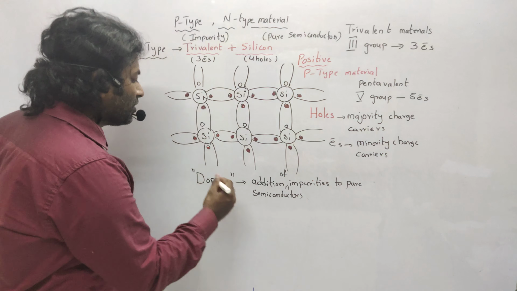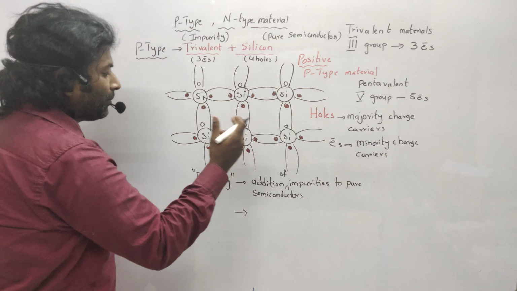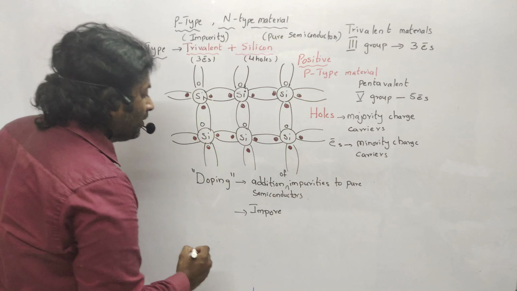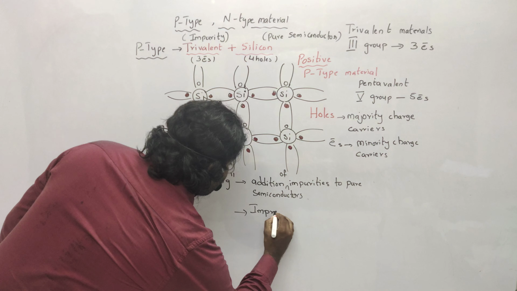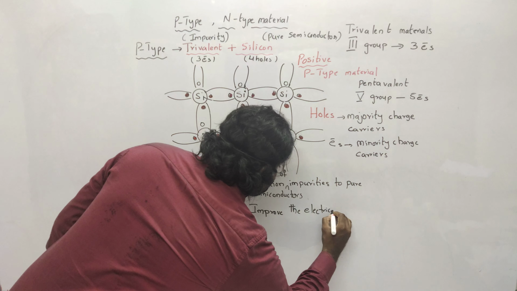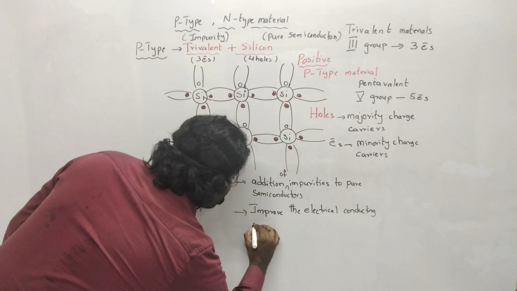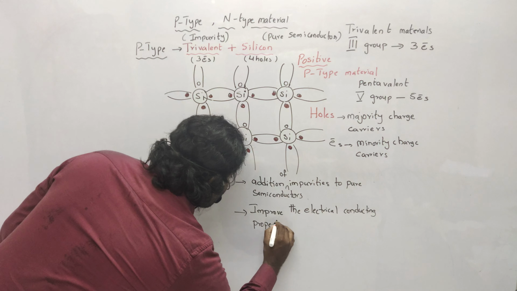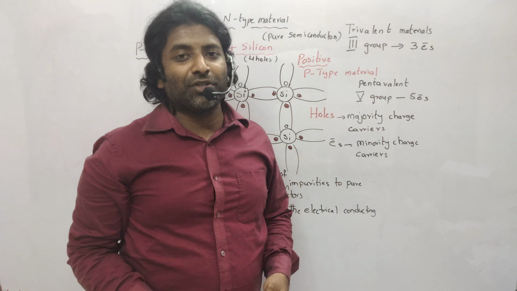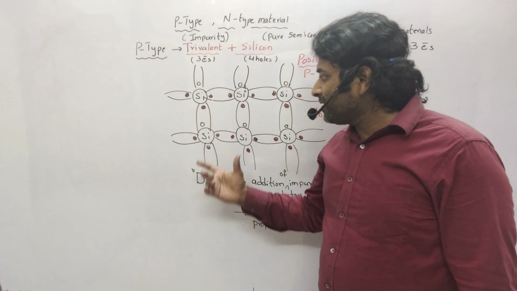So what is the basic use of doping? Why do we need to add impurities? To improve the electrical conducting properties, such that they can be used in the circuit as a switch, as a controller, and everything. Okay, that's the story of silicon.